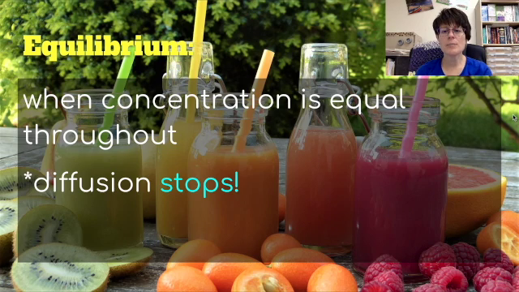So if there was some food coloring added to these bottles, it looks like it's reached equilibrium because there are no darker or lighter spots. And so diffusion has stopped. These are in equilibrium. You've seen this if you add food coloring to water, it spreads out and spreads out and spreads out until the whole water is the same color. So it's reached equilibrium.